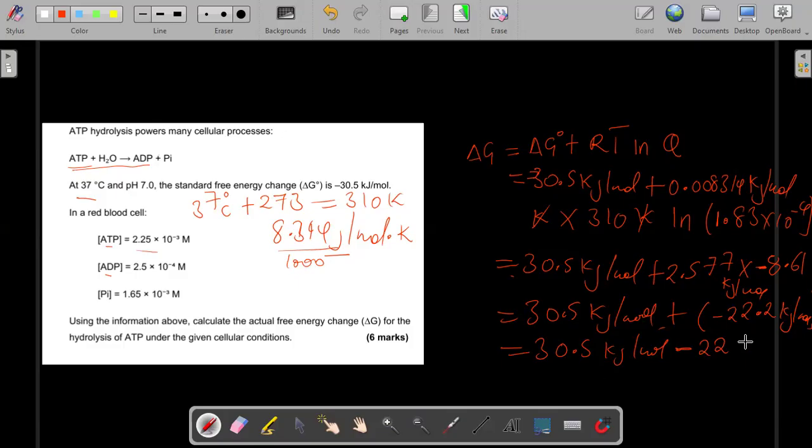Okay, so we can subtract 30.5 kilojoules per mole minus 22.2 there. Okay, so what are we getting? So the final answer, the Gibbs free energy that we're going to get is going to be 52.7 kilojoules per mole. Okay, so that's the final answer that we have for this question.